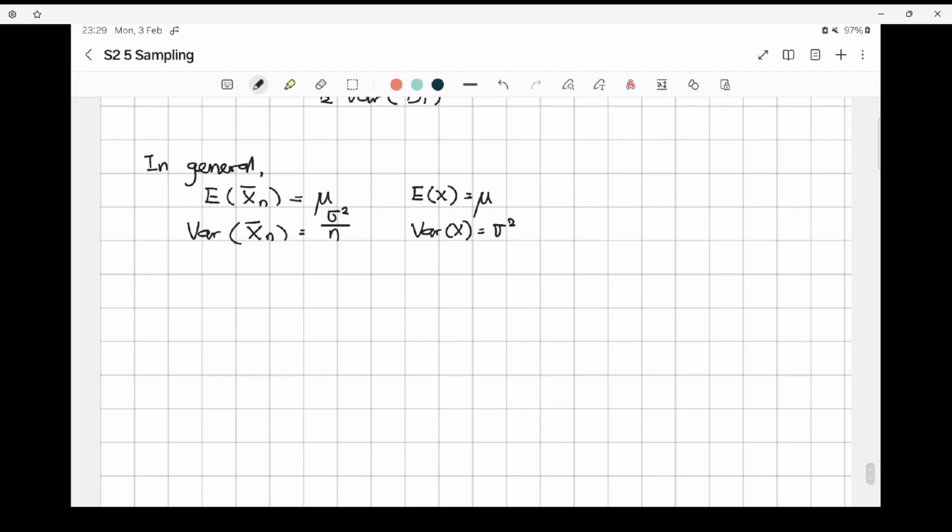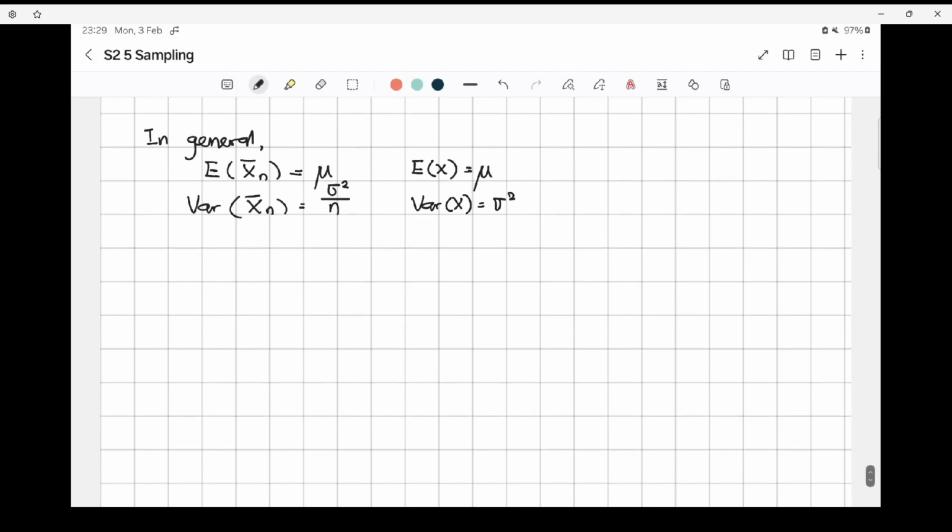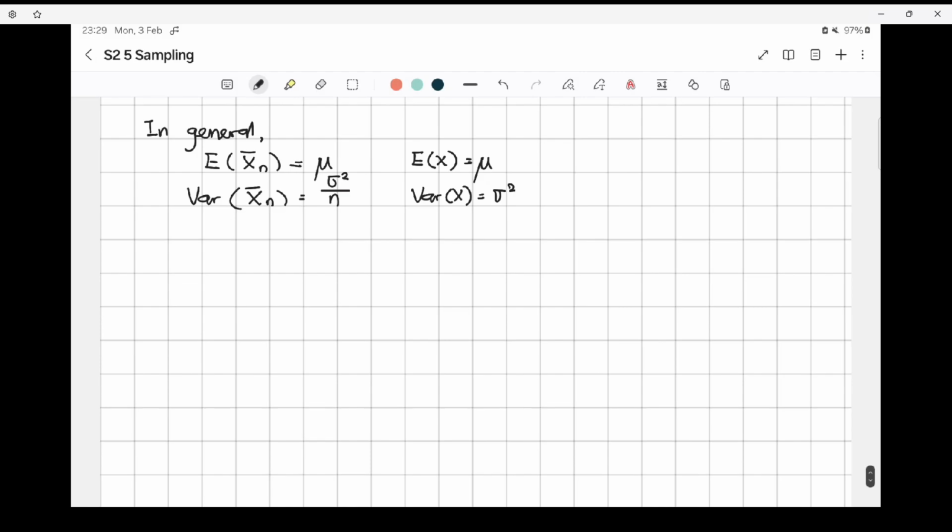There is one thing that you need to take note of. There is this thing called the central limit theorem.